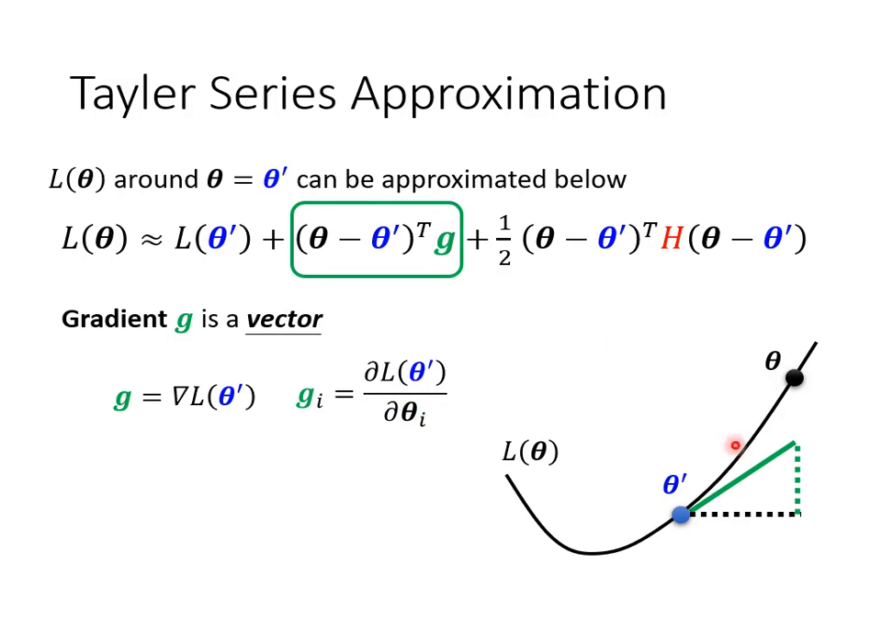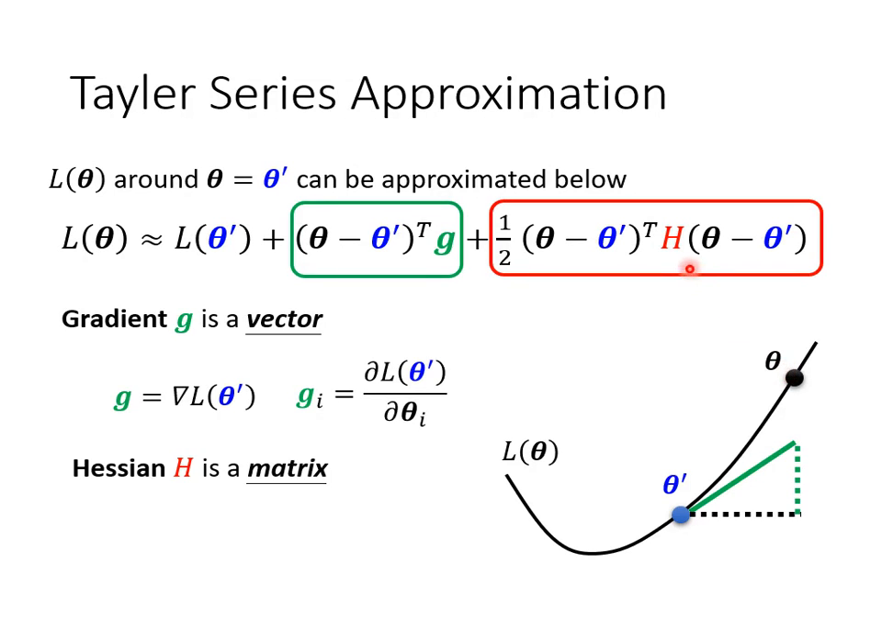By only considering g, we cannot fully describe L of theta. You have to look at the third term. What is the third term? The third term is related to Hessian. There is an H here. H is called Hessian. It is a matrix. This third term is the transpose of theta minus theta prime multiplied by H, multiplied by theta minus theta prime. So the third term will make up for the gap between the real L of theta, after adding the gradient.